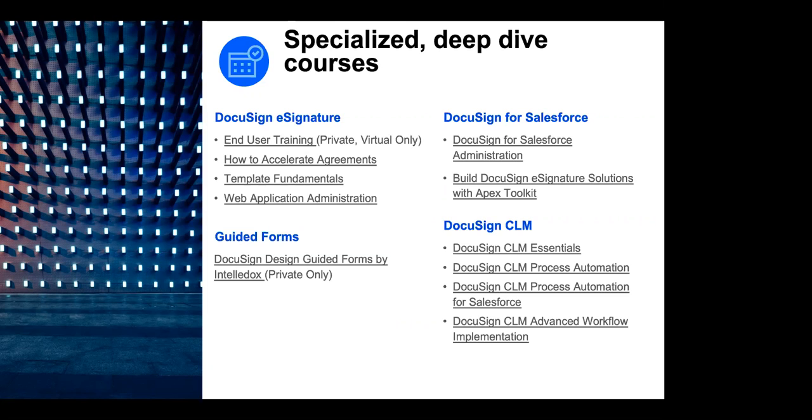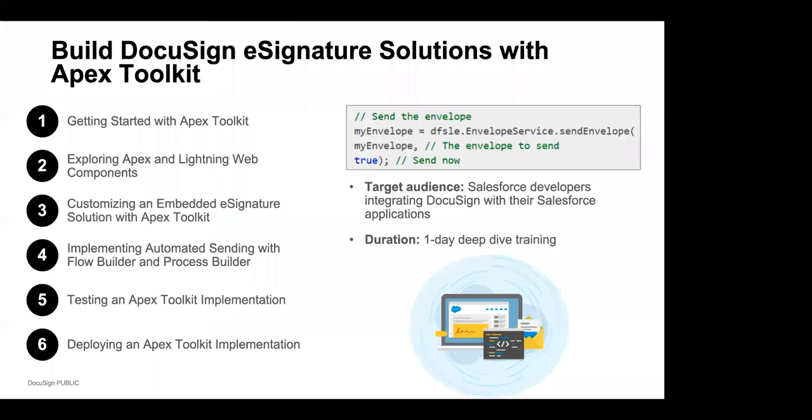So one of the things that we do have for developers, or not things, it's not a thing, it's a course. It's a brand new course that Sasha just created. And I'm going to let Sasha tell you more about this, but I will say about this course, it's the Build DocuSign e-signature solutions with Apex toolkit. I was one of the first students to take it in beta, and it was amazing. And I am really excited for us to roll this out, and I'm going to let Sasha tell you a little bit more about that deep dive.